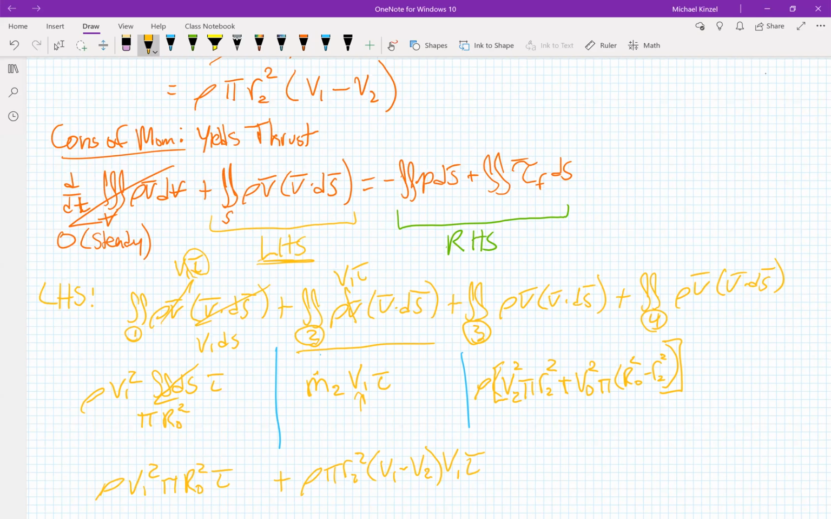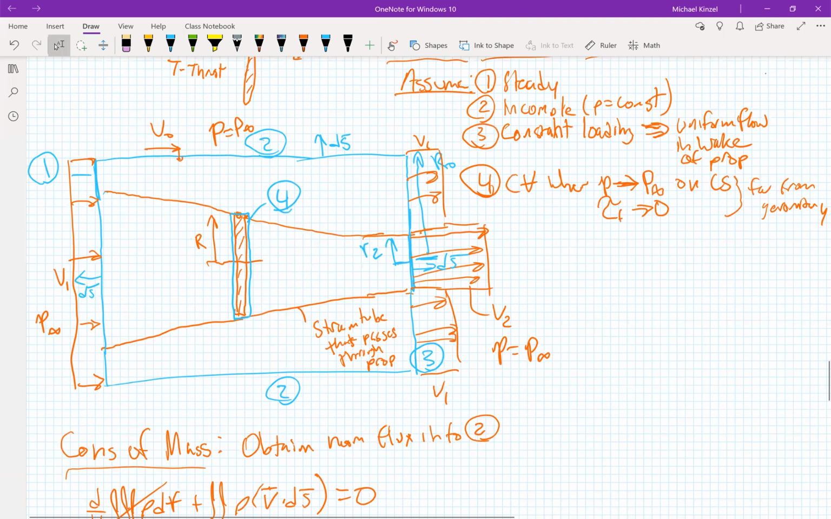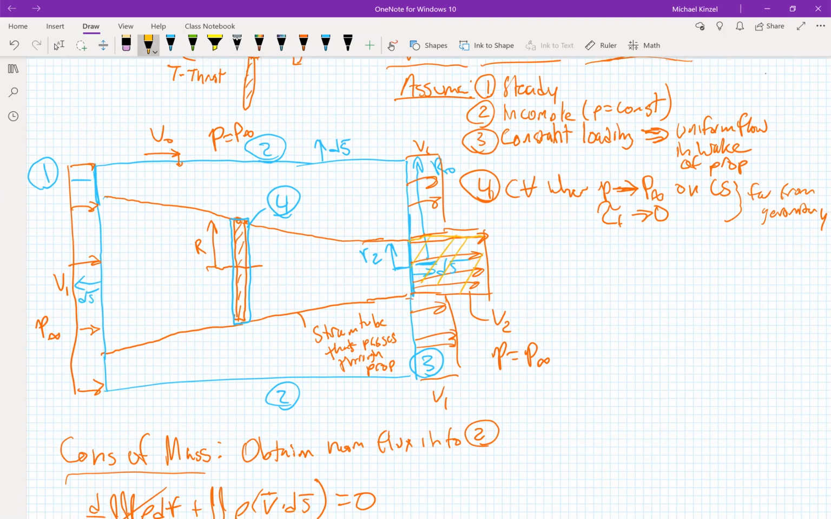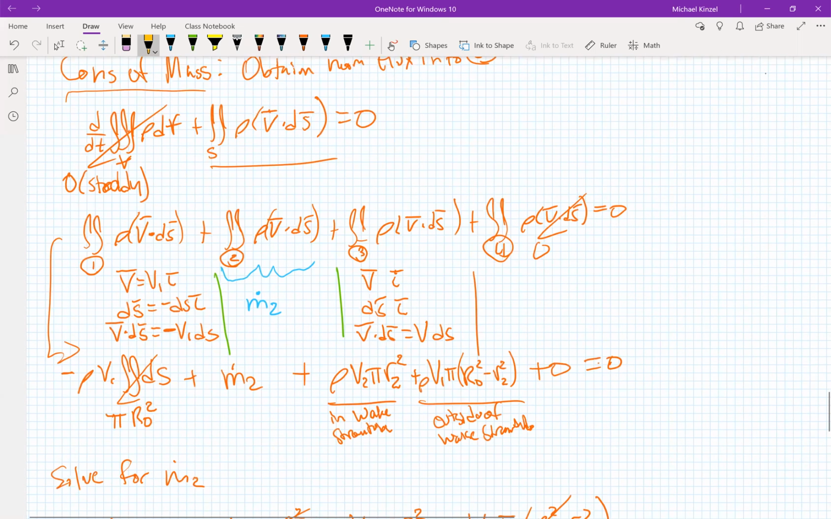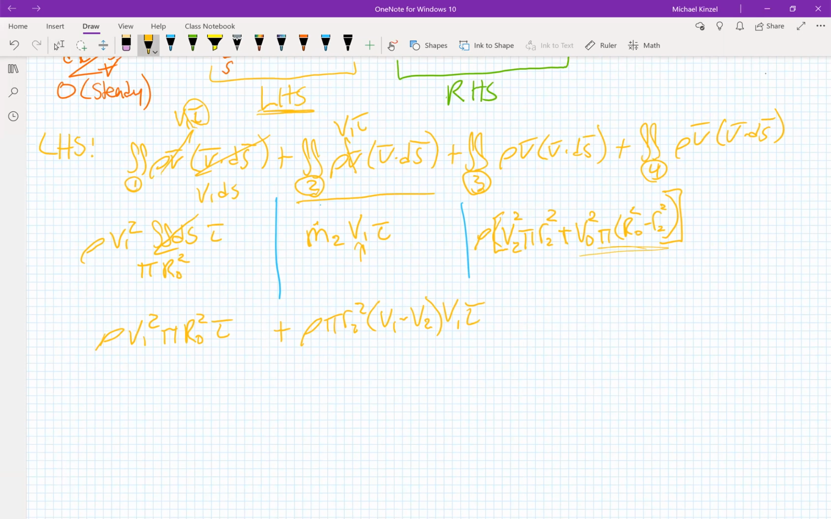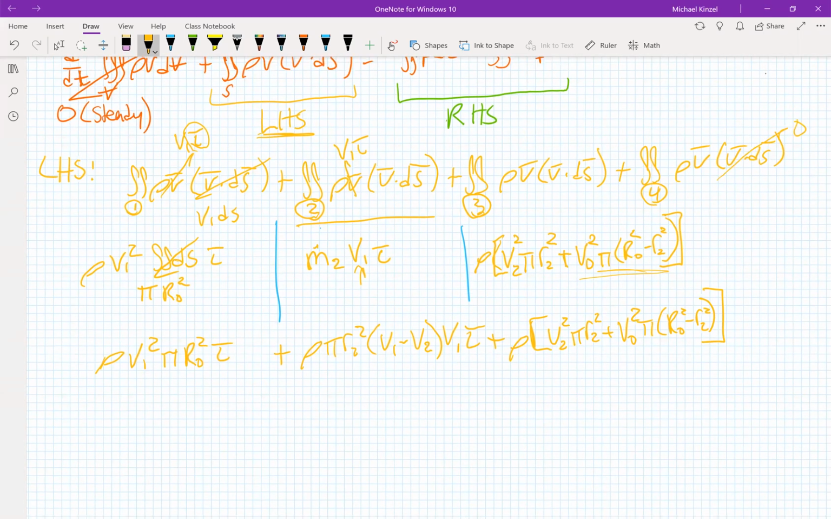So this one is the momentum flux through here, and the other one is the momentum flux out here. The second term is a momentum flux on the outer periphery. So that term ends up being rho, v2 squared pi r2 squared plus v naught squared pi, r naught squared minus r2 squared. The last one equals 0. So this is the general equation that we end up with when we evaluate the left-hand side.